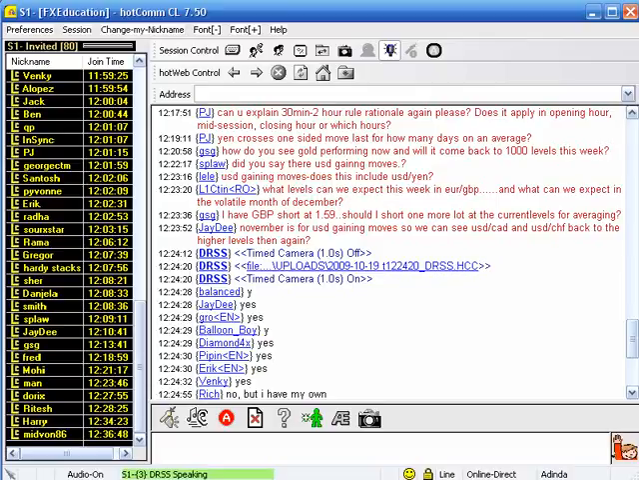And gold is expected to correct next month very nicely, but it can come only up to 900. Then afterwards it will again trade in the range of 1050 to 900.